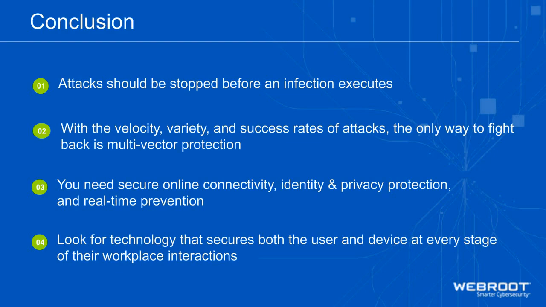So stopping things at different layers. Stopping things way away from the networks is a good idea, but stopping an infection before it executes is absolutely key. With the velocity, variety, and success rate of attacks, the only way to be able to fight that is to have multiple layers to defend against it. If you're relying on just a few layers, then you're not going to succeed. You're going to fail, and you're going to be hit by things.